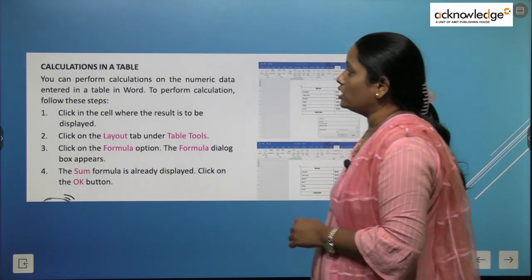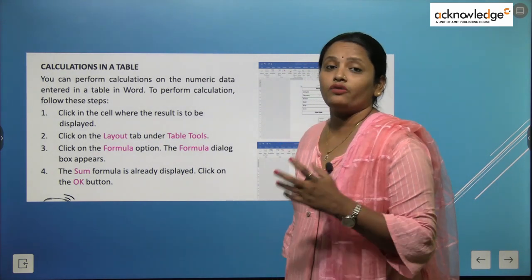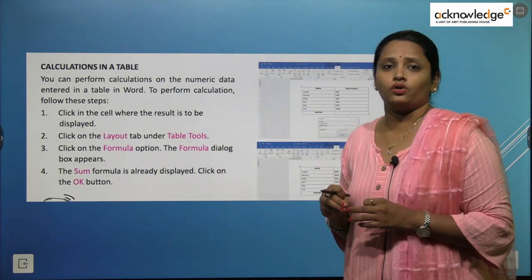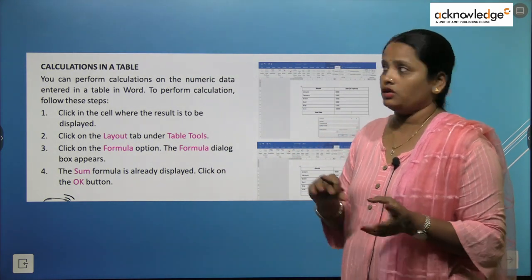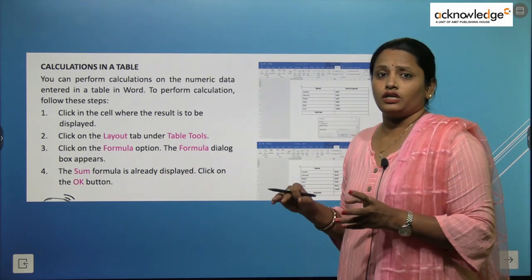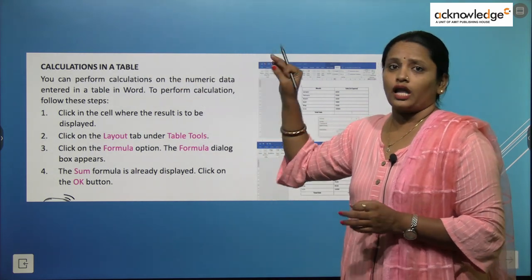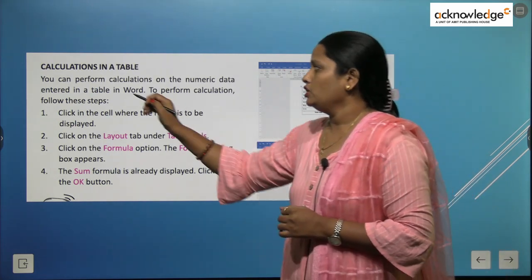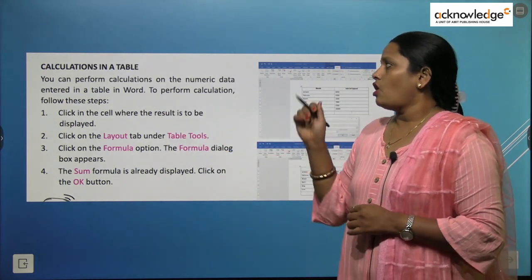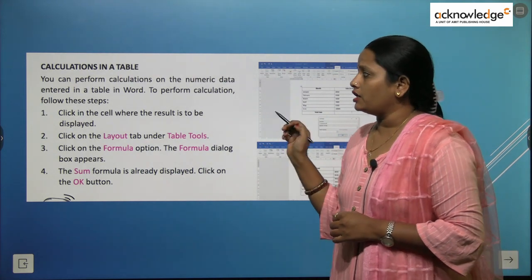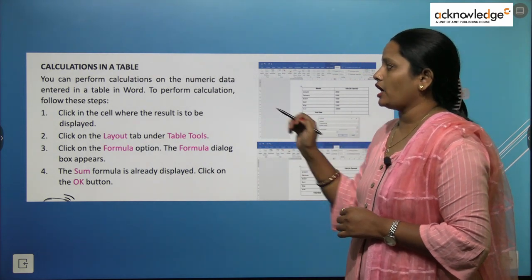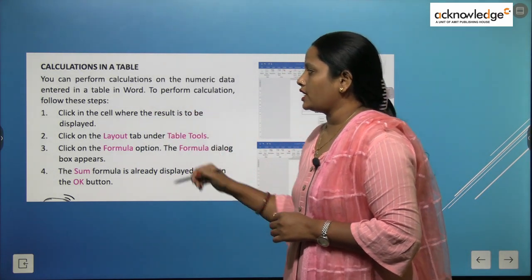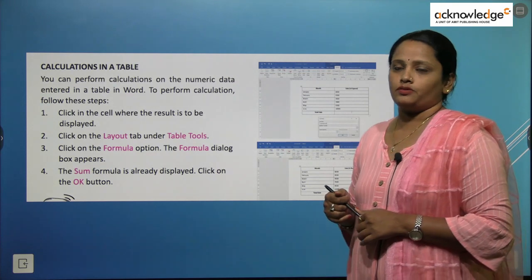Next, we are going to learn something new, that is how can we calculate in a table. We know how to use a calculator. We have already used it manually or in the computer, but here we are going to use the calculation in MS Word in a table. You can perform calculations on the numeric data entered in a table in Word. To perform calculation, follow these steps. Click on the cell where the result is to be displayed.